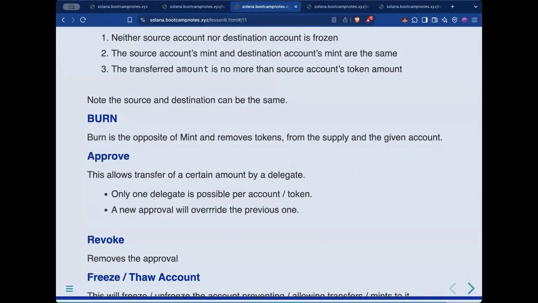I've mentioned burning. The general idea behind that is that it removes tokens from the supply. Of course, that has to be done securely.